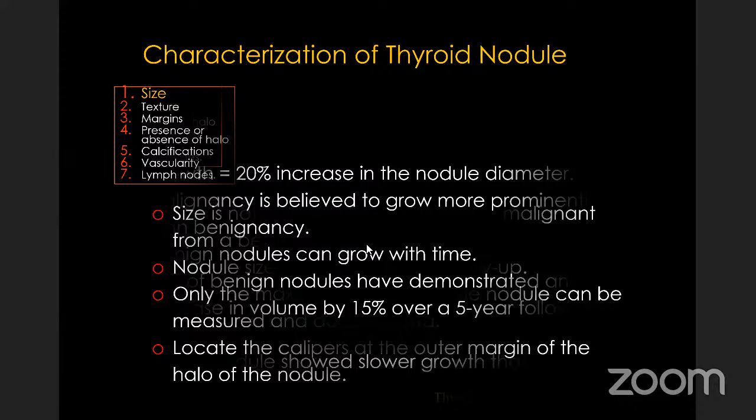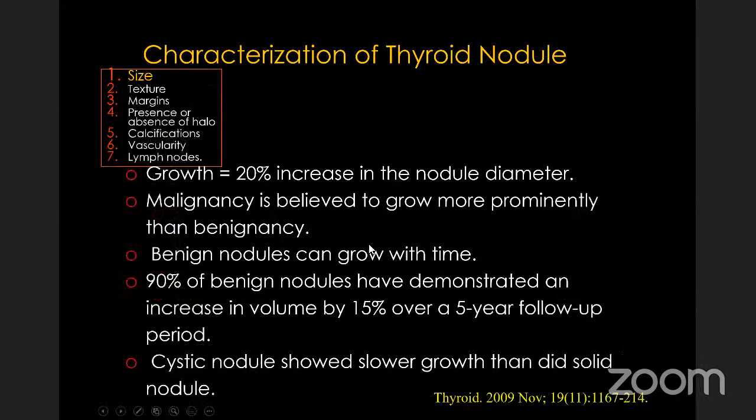According to the American Thyroid Association guidelines, a reasonable definition of growth is a 20% increase in the nodule diameter. Although malignancy is believed to grow more prominently than benign, even benign nodules can grow with time, and about 90% of benign nodules have demonstrated an increase in volume by 15% over a 5-year follow-up period. Cystic nodules showed slower growth than we usually see in solid nodules.